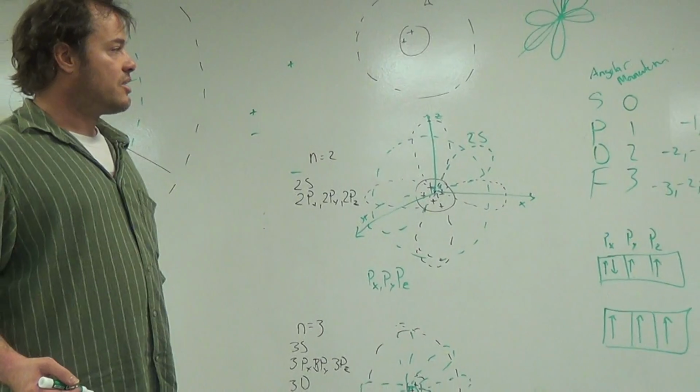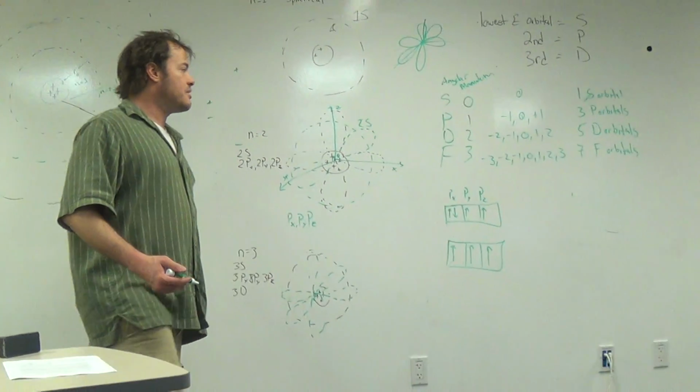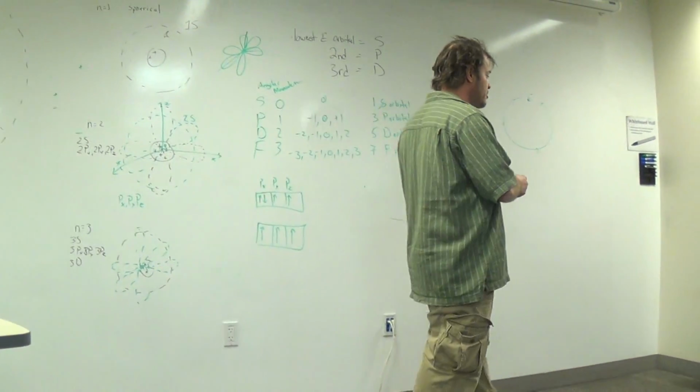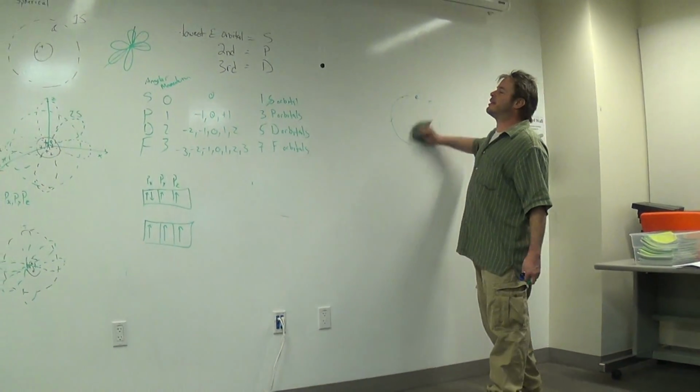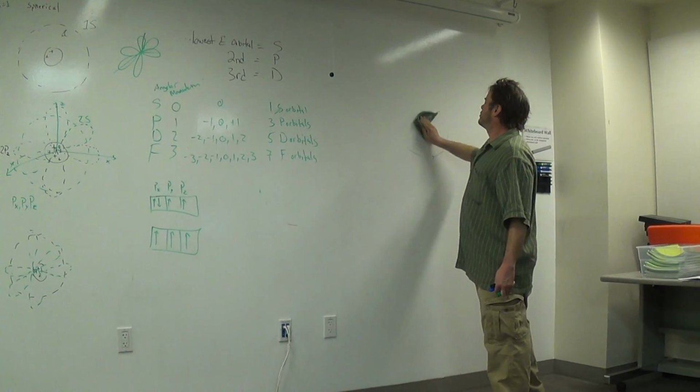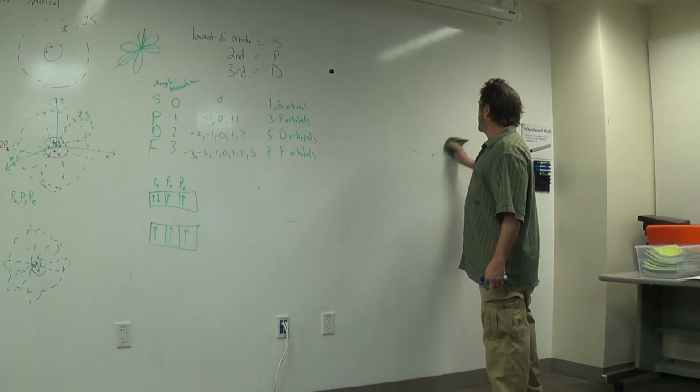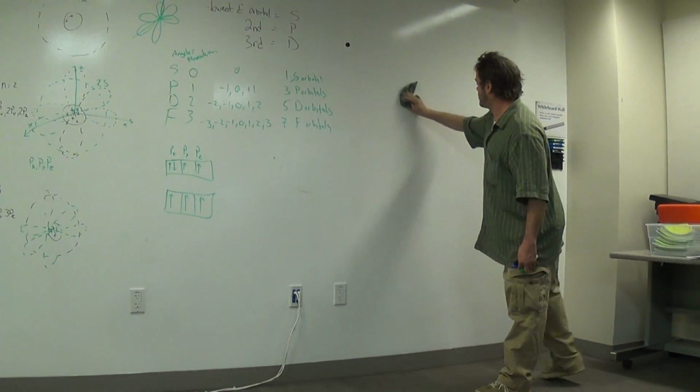So, let's start building some species. We're going to learn a couple different nomenclatures, or different mechanisms of communicating an electronic configuration for a particular species.